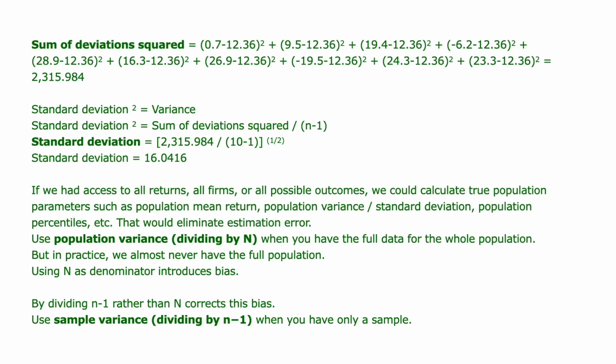Calculate the mean. Sum all 10 returns divided by 10 equals 12.36%. Find squared deviations. Sum squared deviations. Total equals 2315.98. Use n-1 for sample. Divide by n-1 equals 257.33. Take square root equals 16.04%.